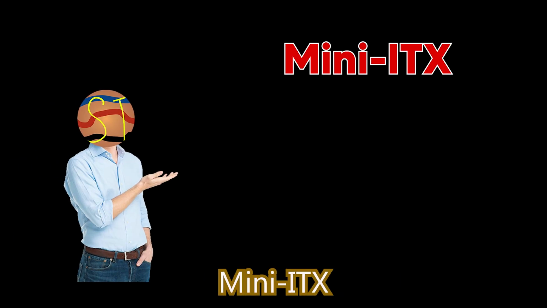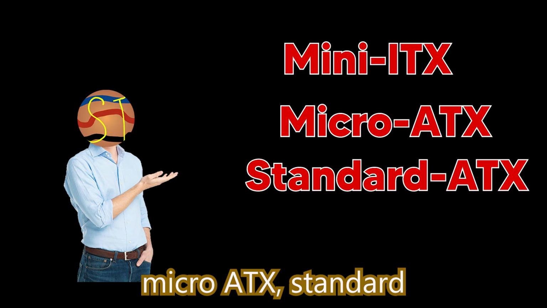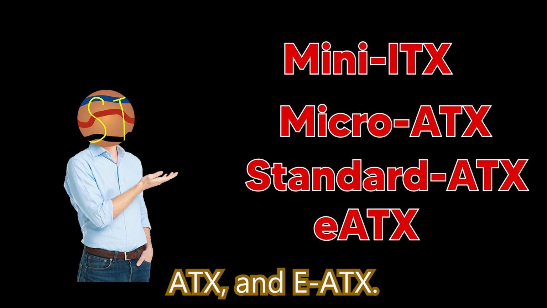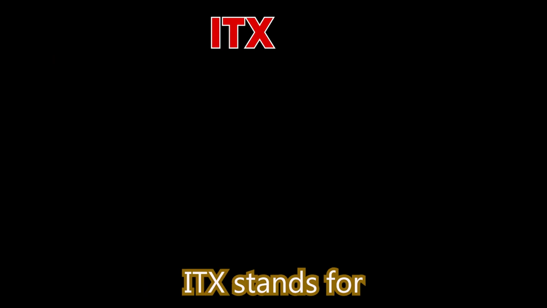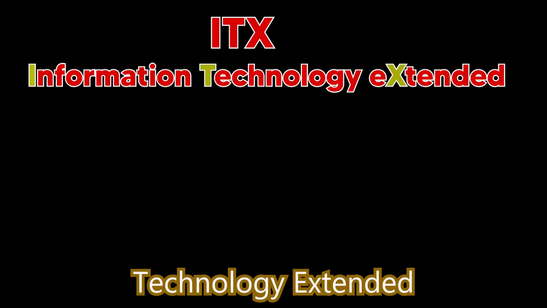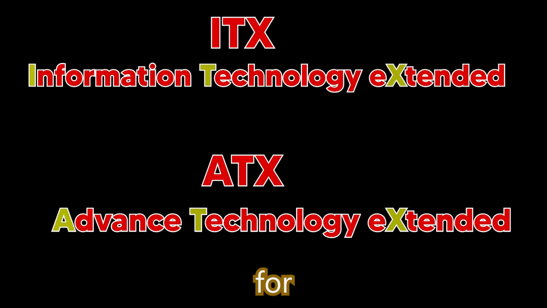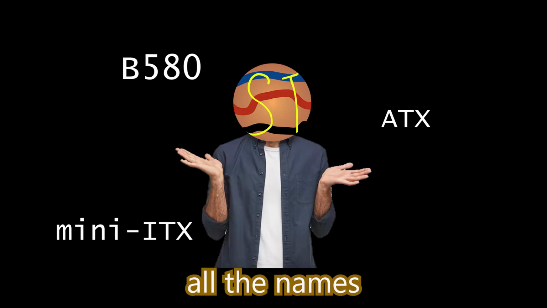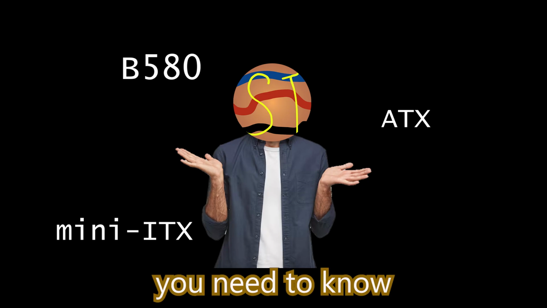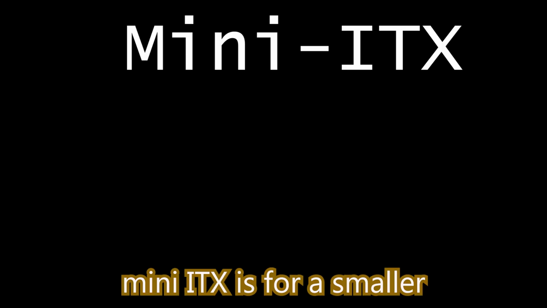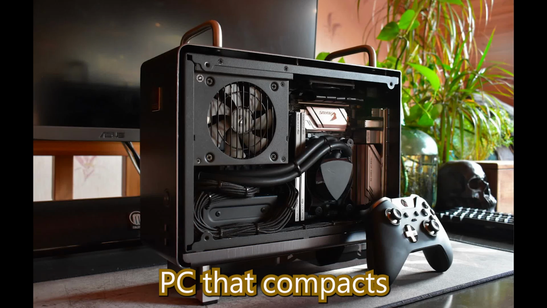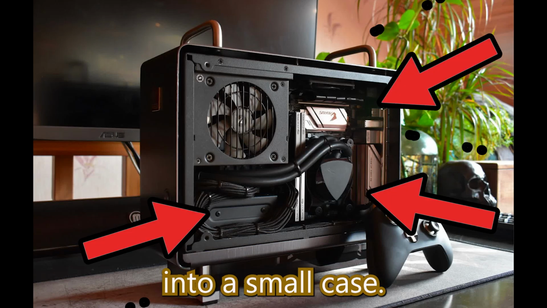You might also hear people talk about mini ITX, micro ATX, standard ATX, and eATX. They're talking about the size of the motherboard. ITX stands for Information Technology Extended, and ATX stands for Advanced Technology Extended. You don't need to memorize all the names of the motherboard. For now, all you need to know is that ATX is what most PCs use. Mini ITX is for smaller PCs that compact all components into a small case.